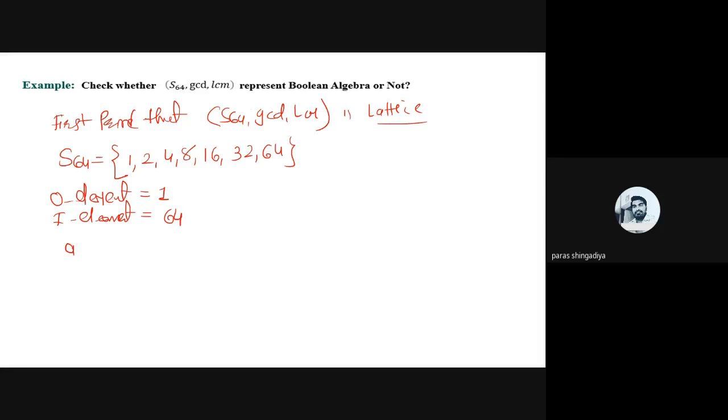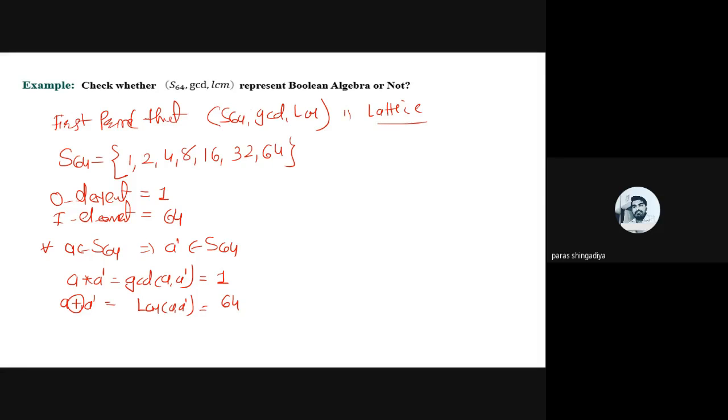And to find the complement entry, here we'll check that A belongs to P of A. For every A belonging to S64, we'll prove that A dash should exist in S64. Clear? That is our aim. And how can we find A dash? For A dash, we'll use the relation: A star A dash is equal to GCD of A comma A dash, and that should be 1. And A ring sum A dash is equal to LCM of A comma A dash, and that should be 64. This is what we need to prove that A dash is a complement.